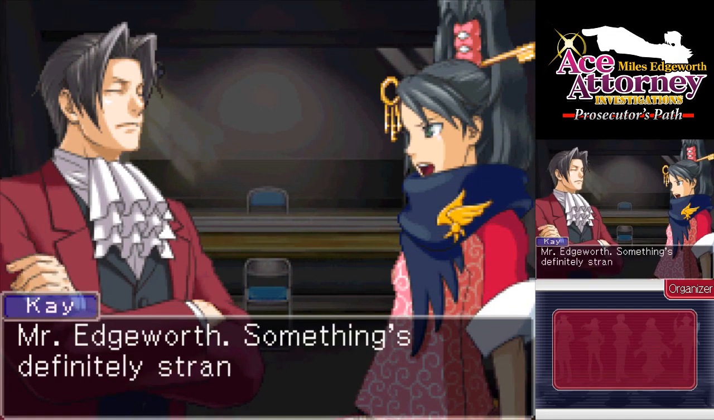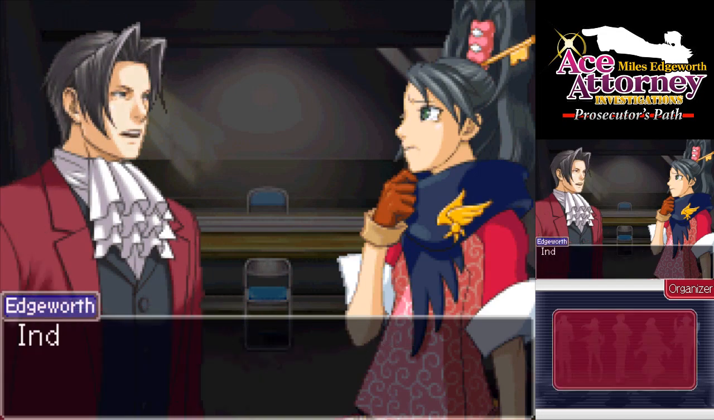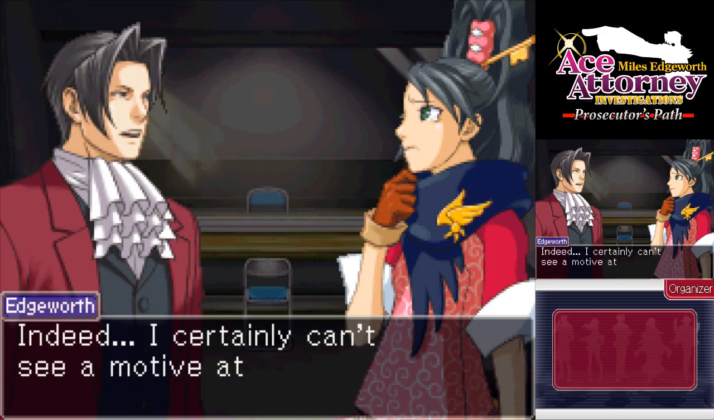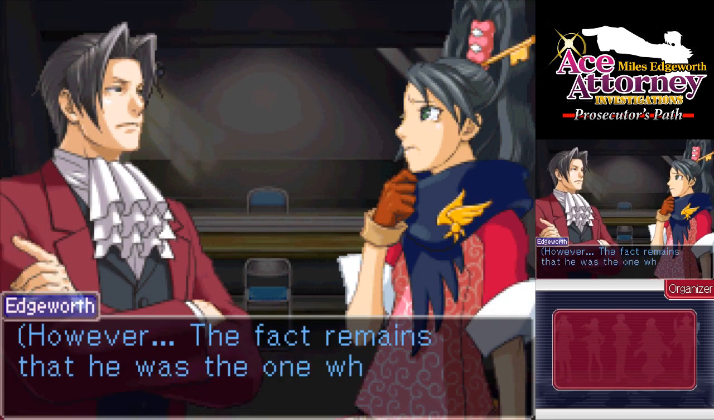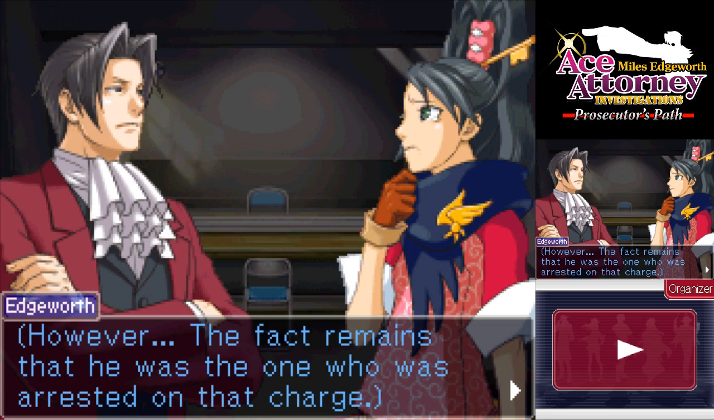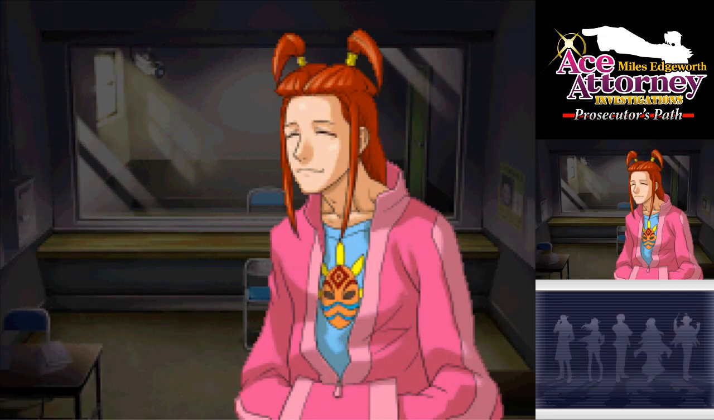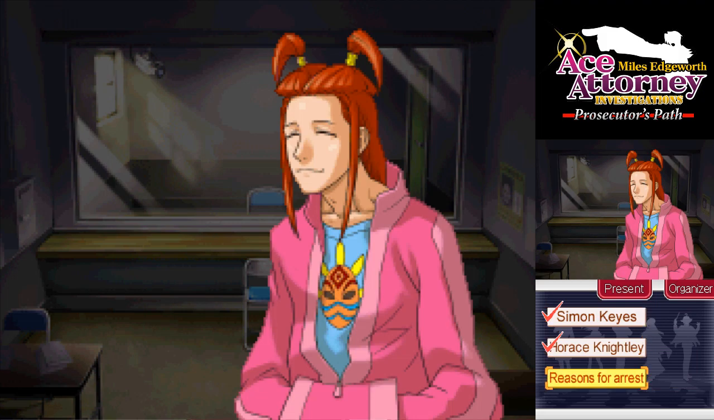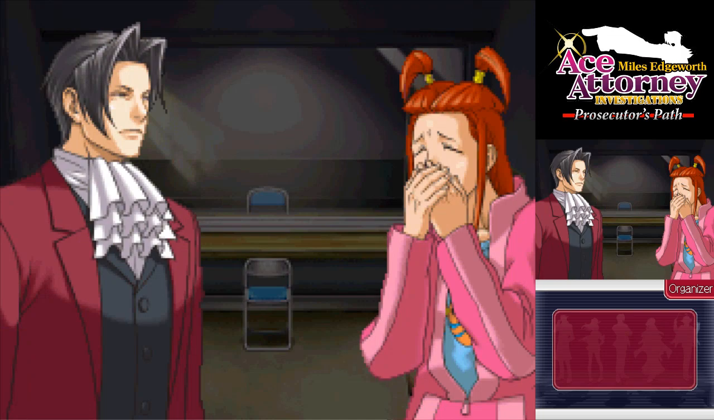Mr. Edgeworth, something's definitely strange here. There's no way Simon could have killed Mr. Knightley. Indeed, I certainly can't see a motive at all. However, the fact remains that he was the one who was arrested on that charge. Just what was the justification for doing so?